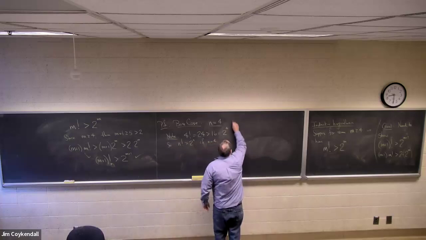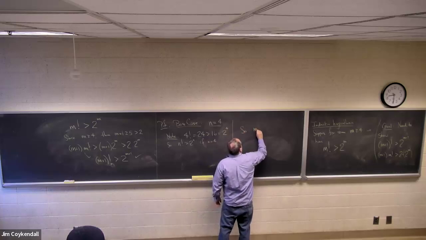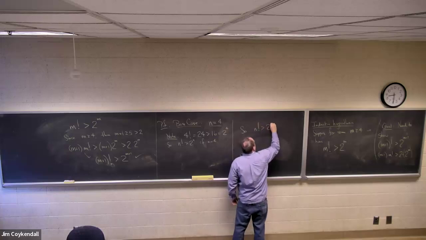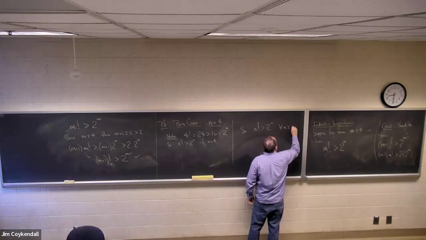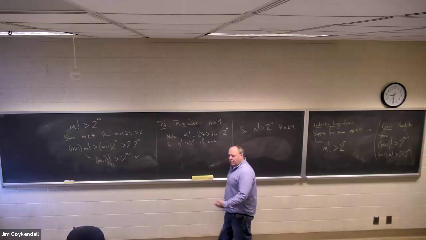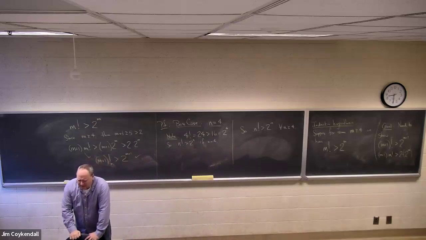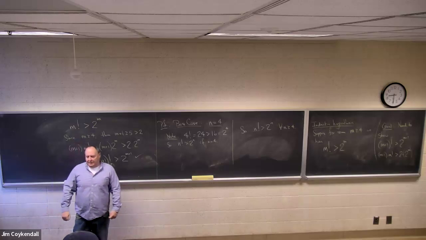So n factorial is greater than 2 to the n for all n greater than or equal to 4. And there we can definitely show. Okay, any questions on that?